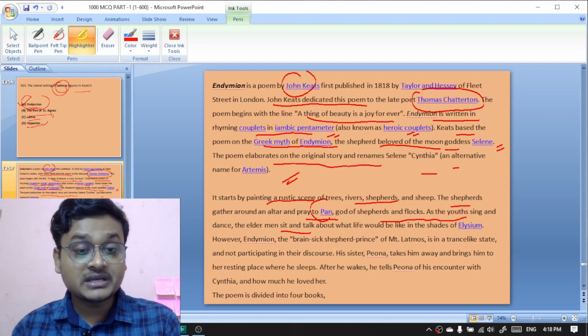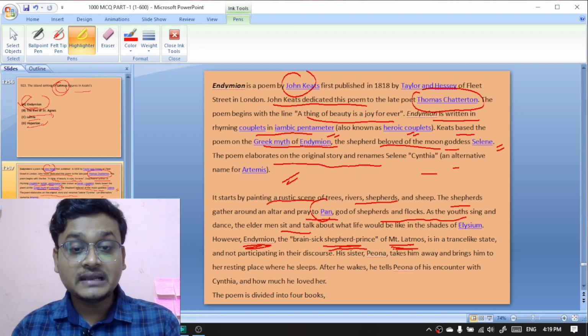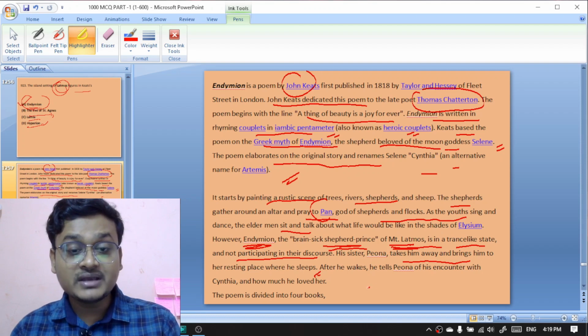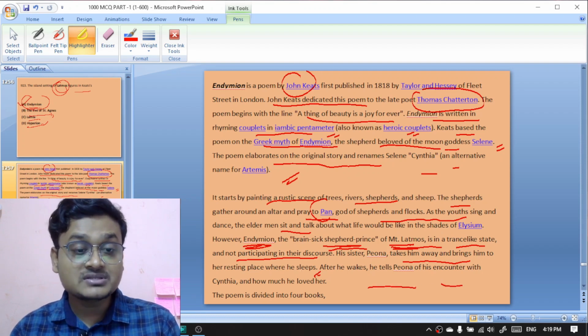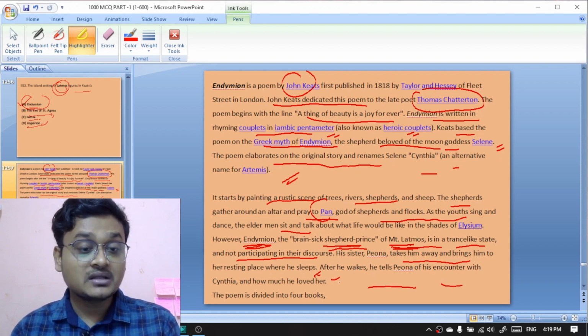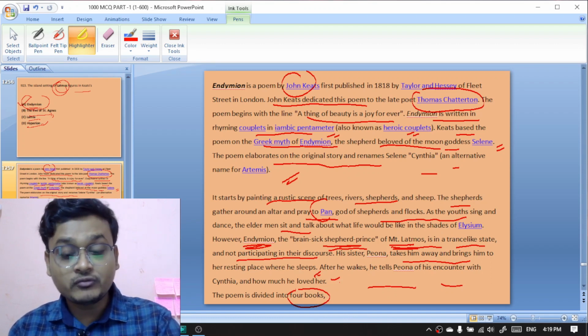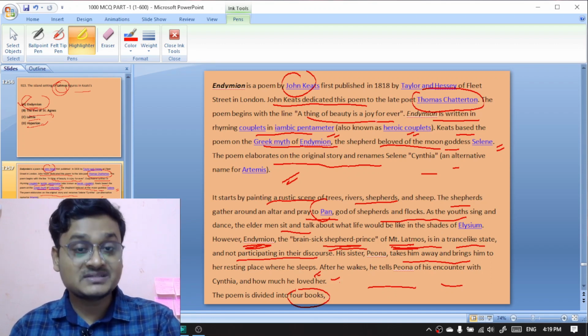However, Endymion, the brain-sick shepherd prince of Mount Latmos, is in a trance-like state and not participating in their discourse. His sister Peona takes him away and brings him to her resting place where he sleeps. After he wakes, he tells Peona of his encounter with Cynthia and how much he loved her. The poem is divided into 4 books. So, Endymion is divided into 4 books. It was dedicated to the late poet Thomas Chatterton.